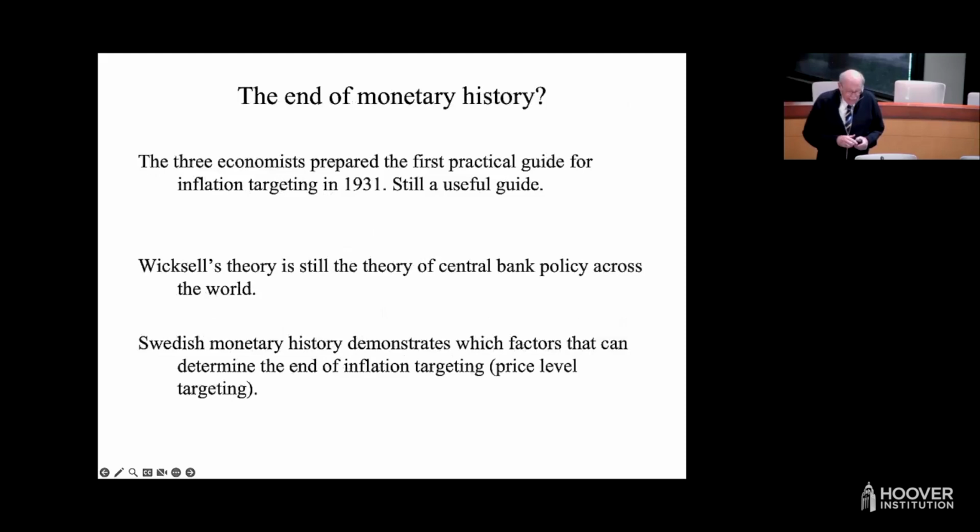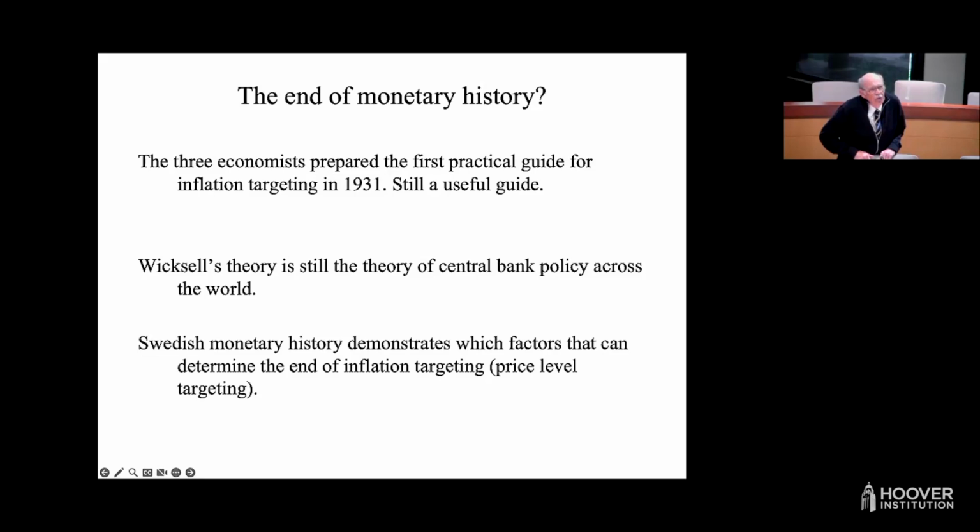So my last slide, the end of monetary history. The three economists, Cassel, Heckscher, and Davidson, they prepared the first practical guide for inflation targeting in 1931. I'm claiming it's still a useful guide. There is so much in it that is relevant for the understanding of monetary policy today. And Wicksell's theory is still the theory of central bank policy across the world. There's no alternative yet.